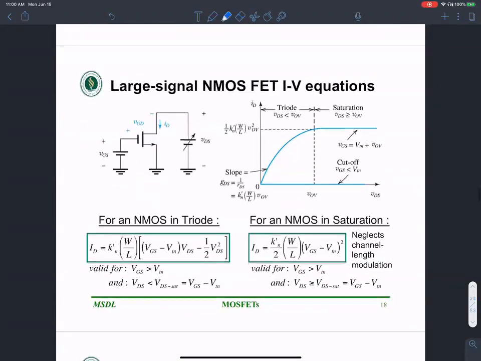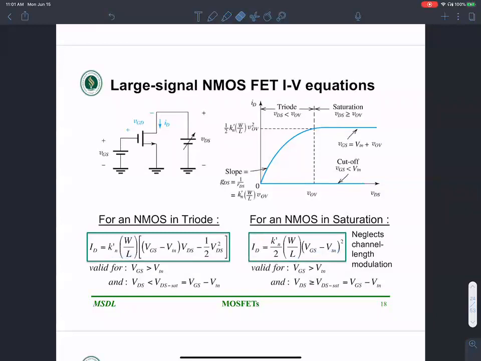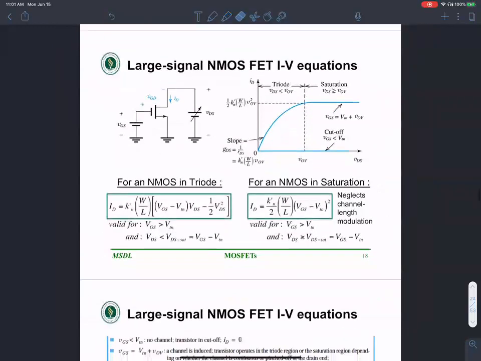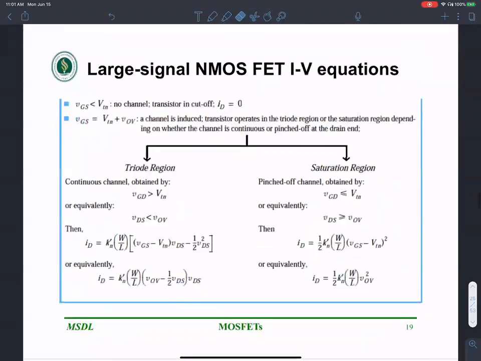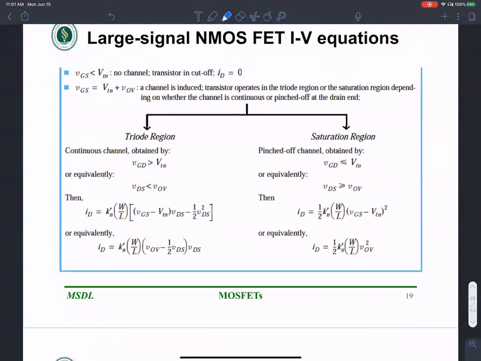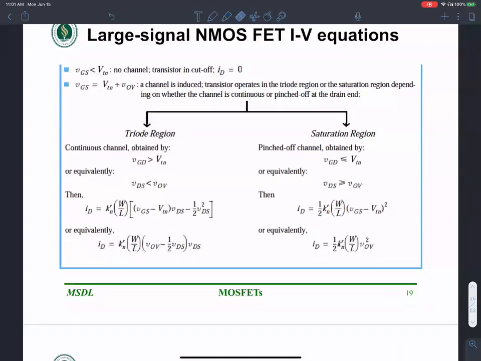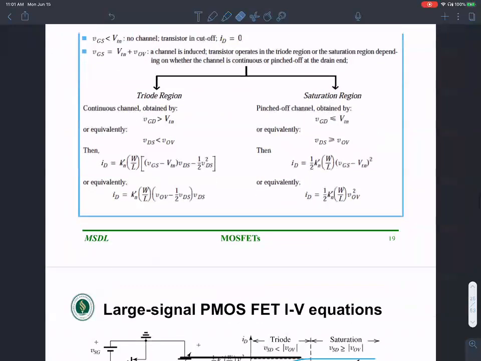Large signal ID equations, we know this as well. ID is 1/2 mu n C oxide W over L, VGS minus VTH, the whole squared. We are very familiar with both of these equations. So we kind of are in a good shape now. ID is mu C oxide W over L, VGS minus VTH minus 1/2 VDS squared into VDS. And these are the equations for the drain current in linear and saturation region.